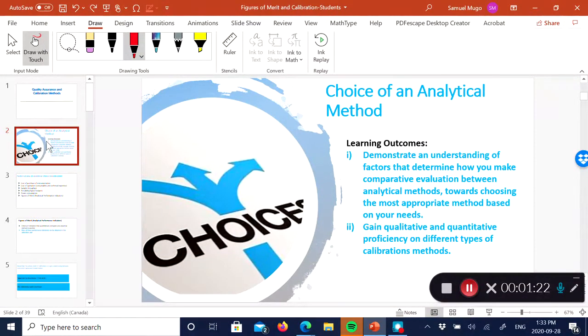Now, also very important is for you to gain a qualitative and quantitative proficiency or competency on different types of calibration methods that I'm gonna cover later in the chapter.